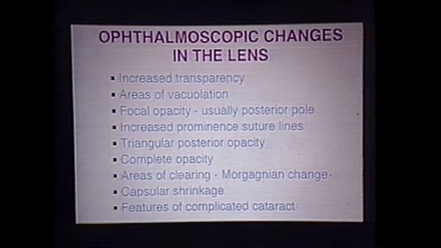With increasing time, however, the mature cataract can become hypermature and give rise to areas of clearing called Morgagnian change. And when this occurs, there is frequently loss of this fluid material inside the lens, which then may give rise to capsular shrinkage. And the other change that we may see with the ophthalmoscope are features of the complicated cataract. The next few slides show some of these features.